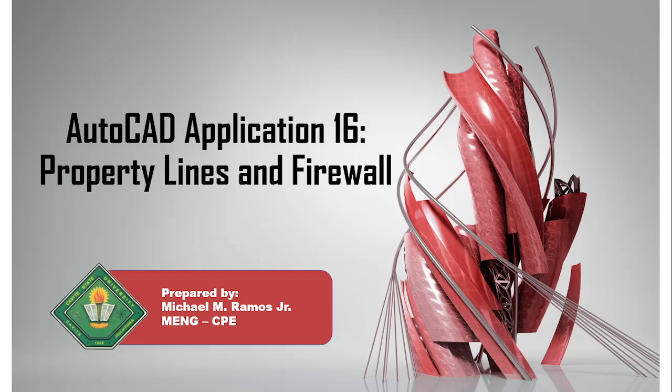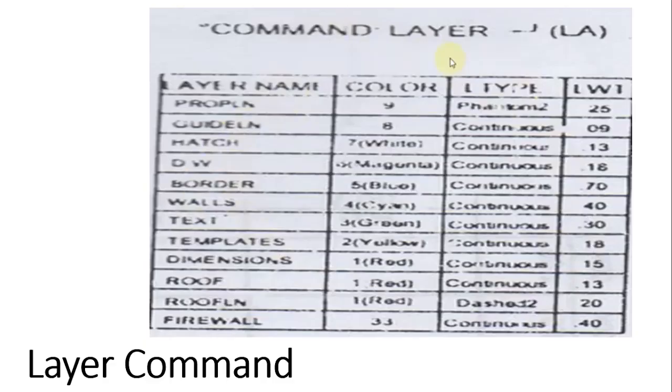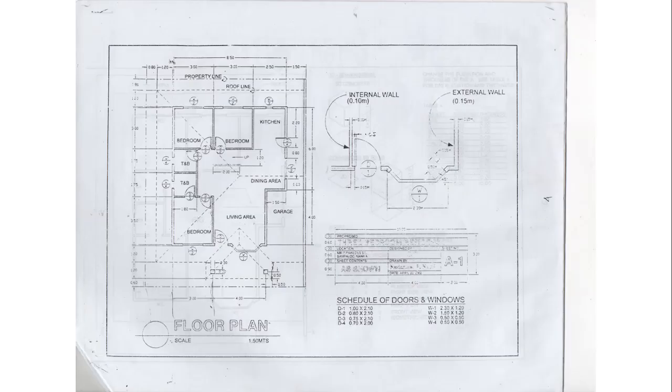Arboled. So for this one, we have here the layer commands, and as you can see, we have used the guideline from the previous video. For this video number 16, we will apply the property line and also the firewall line. We have here this specific drawing in which we will apply the specific value of the firewall and also the property line.